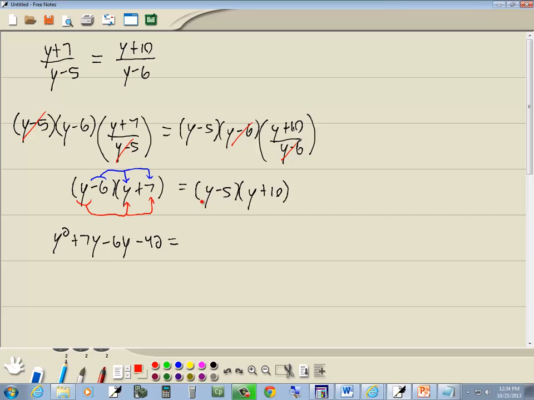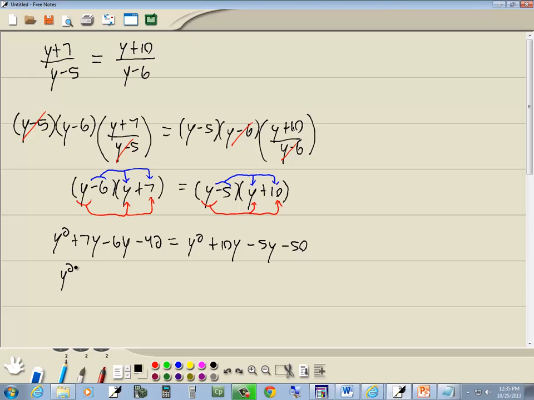Over on the right side, we'll take this first term, the y, multiply it times the y over here, and times the 10. Well, y times y is y squared. y times 10 is 10y. Then we'll take our second term, the negative 5, multiply it times y and times 10. Negative 5 times y is negative 5y. Negative 5 times 10 is negative 50.